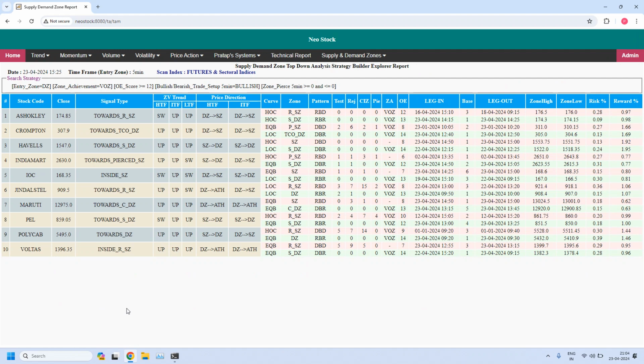So these 10 stocks are filtered which are supporting bullish trade setup for hourly income trade. So this data is used for intraday trades. For long orders, you will be using this report.